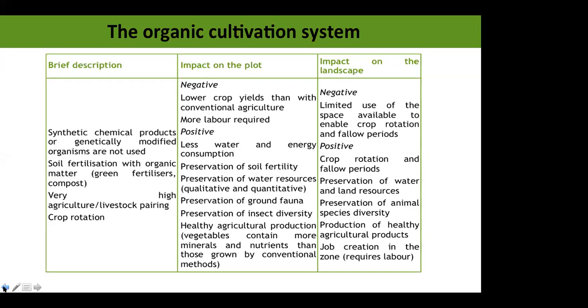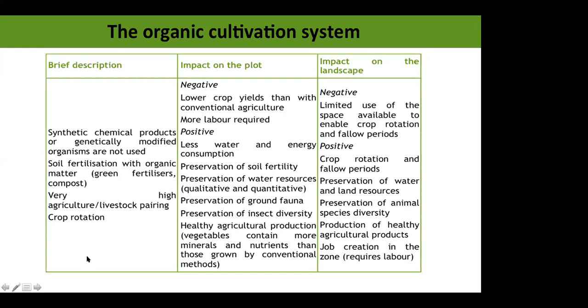There's crop rotation and fallow period. There's preservation of water and land resources. There's preservation of animal species diversity. There's production of healthy agricultural products. There's job creation in the zone because it requires labor. So people are able to work and get money to feed or to take care of their families.